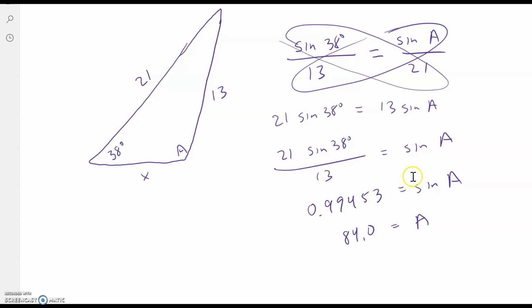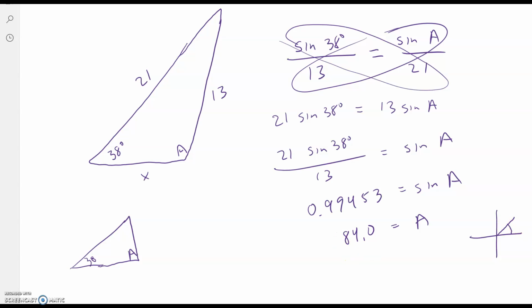That's one possible solution to this. If the triangle was drawn differently, and you had 38 degrees and an angle like this, and that was your angle A, then 84.0 would be your answer. But according to the instructions, if it looks obtuse in the picture, then you assume it's obtuse. So remember, when you're doing sine, let's look at our unit circle. There are always two answers.